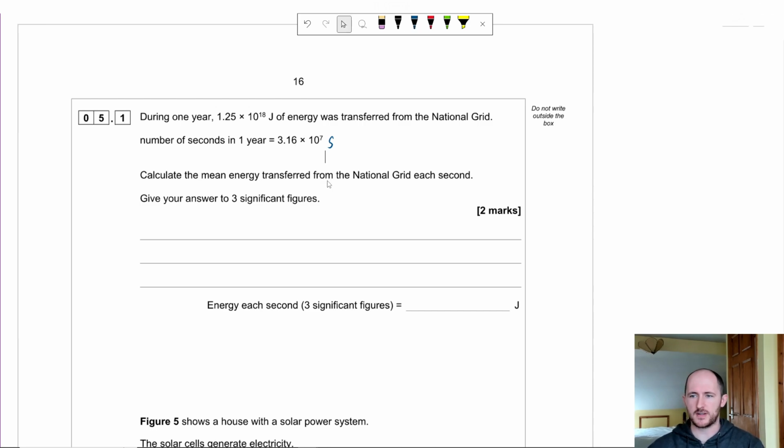Calculate the mean energy transferred each second. So basically they're asking you how much energy per second was transferred. In other words, what is the power of the energy grid?